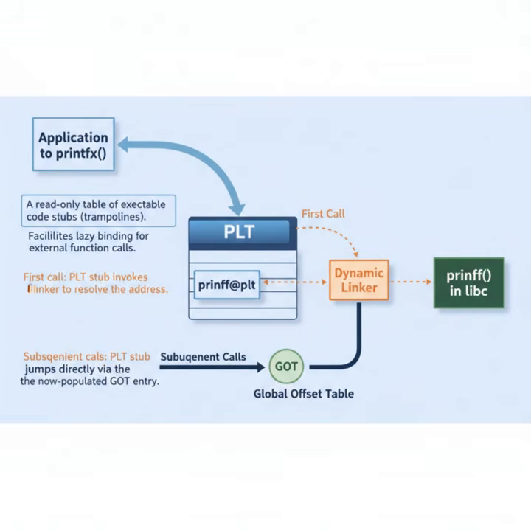Now, for every subsequent call to printf, the control flow is different and much faster. The code again jumps to the printf@PLT stub. The stub again consults the GOT, but this time the GOT entry holds the true address. The stub then performs an indirect jump straight to the printf function in the shared library, completely bypassing the dynamic linker. This avoids the overhead of resolving every single function at startup, significantly improving application launch times.